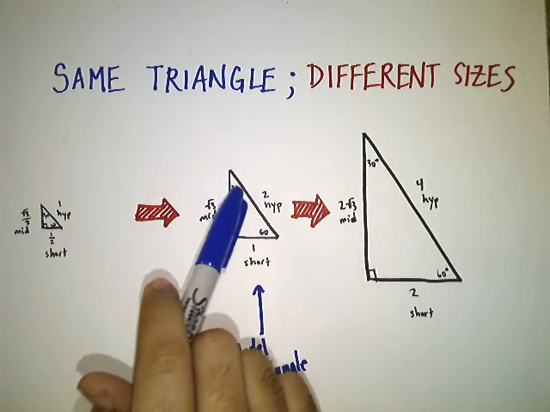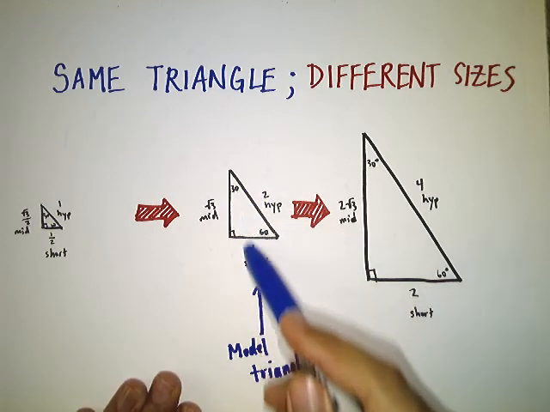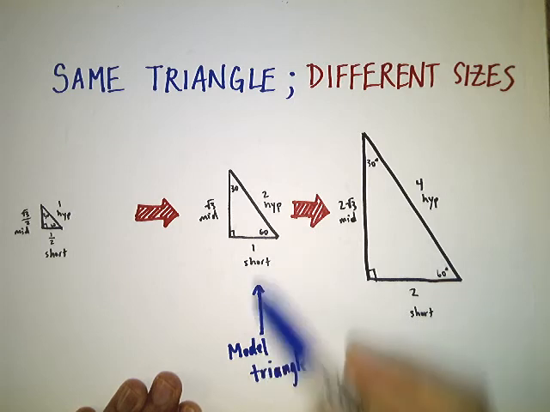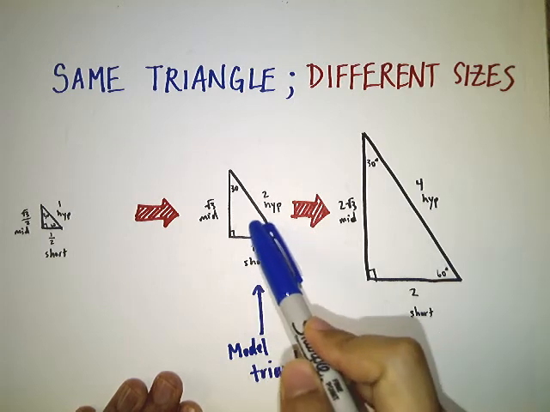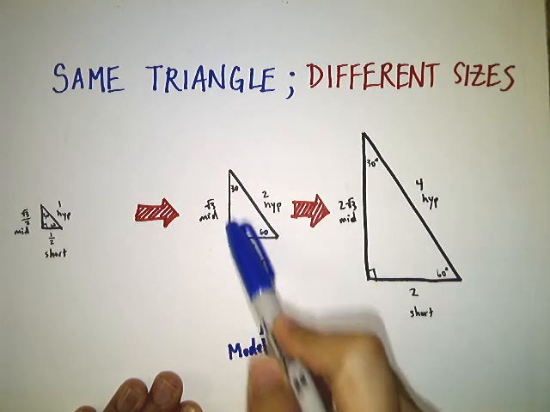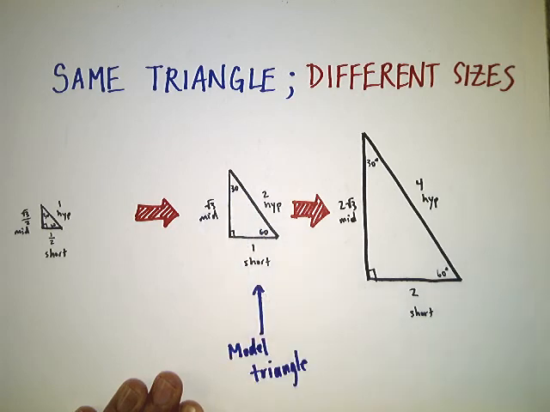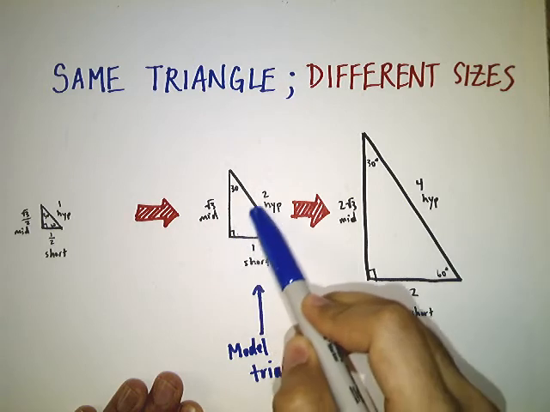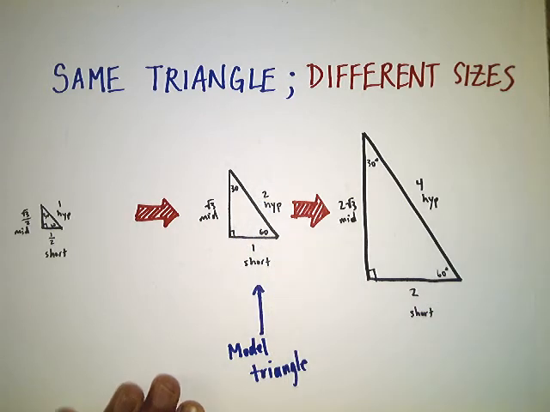Now look, it's got a 30-degree angle, and opposite the 30-degree angle, it's got the short side, which is 1 unit long. It's got the 60-degree angle. Opposite the 60-degree angle, it's got the mid side, which is root 3 units long. And opposite the 90-degree angle, it's got the hypotenuse, which is 2 units long.